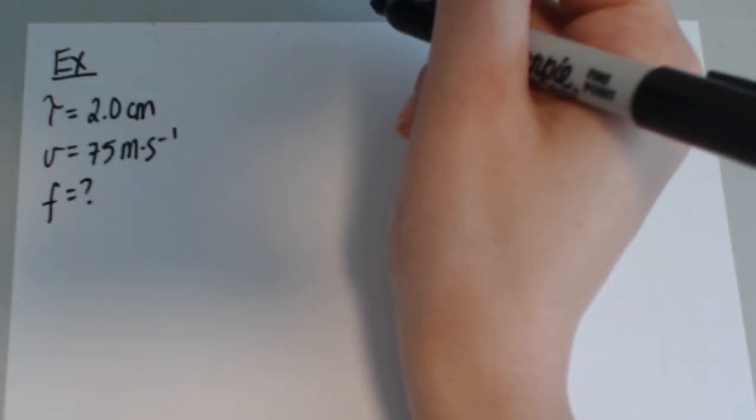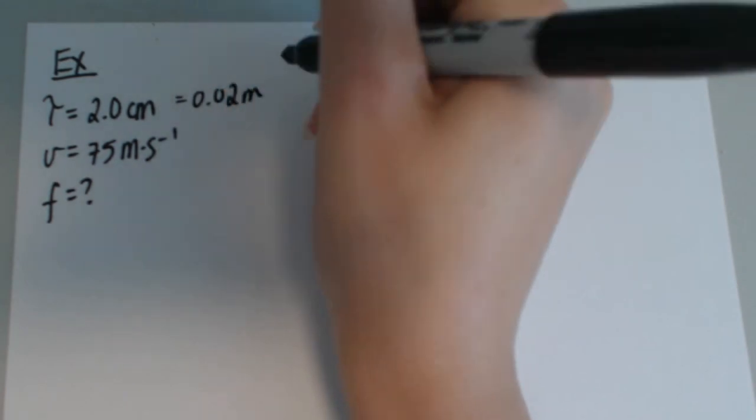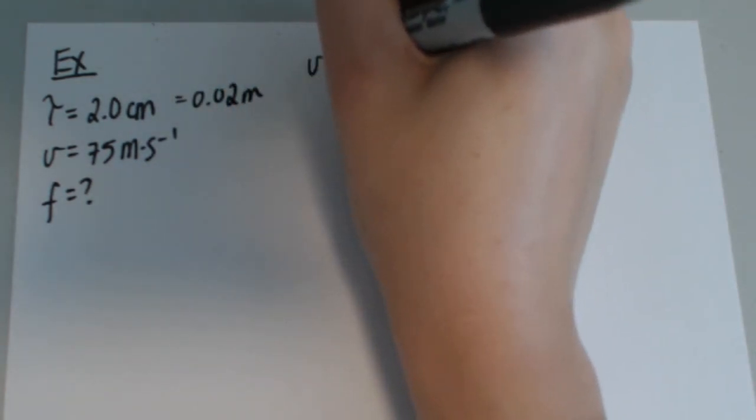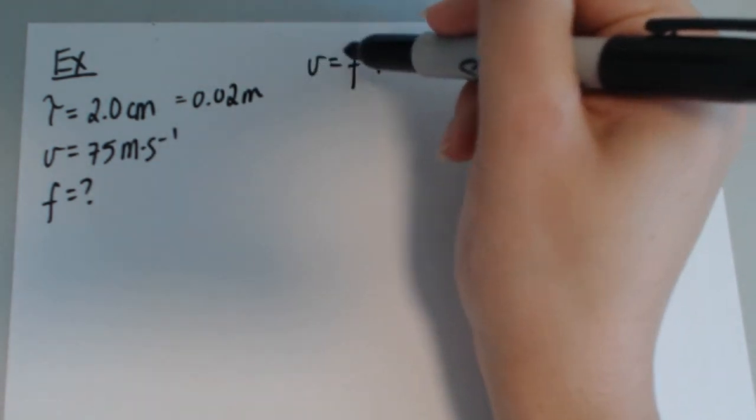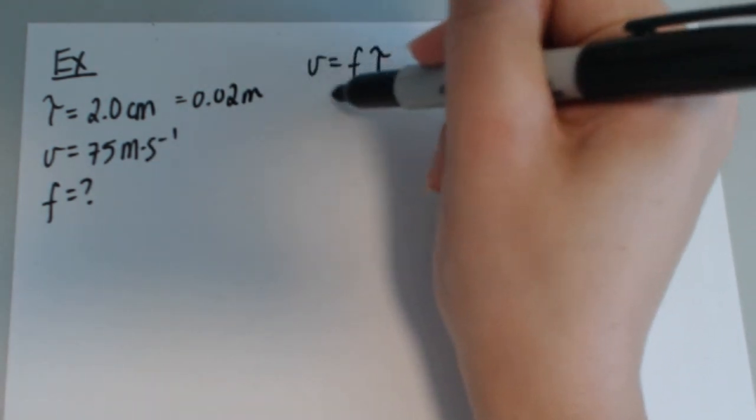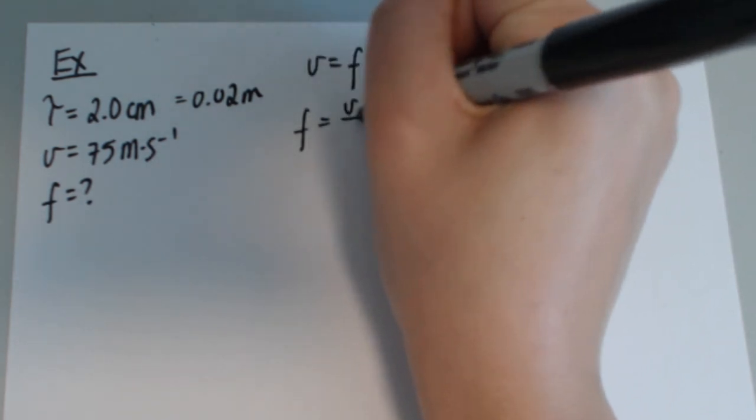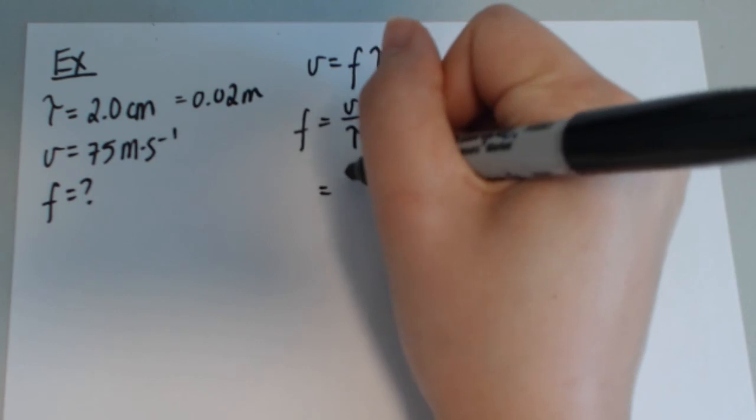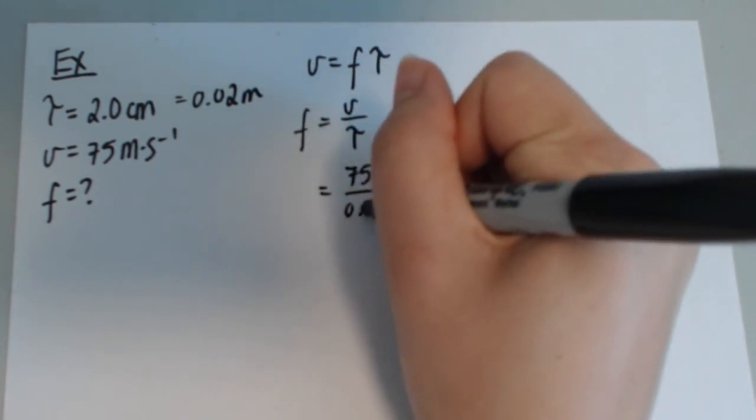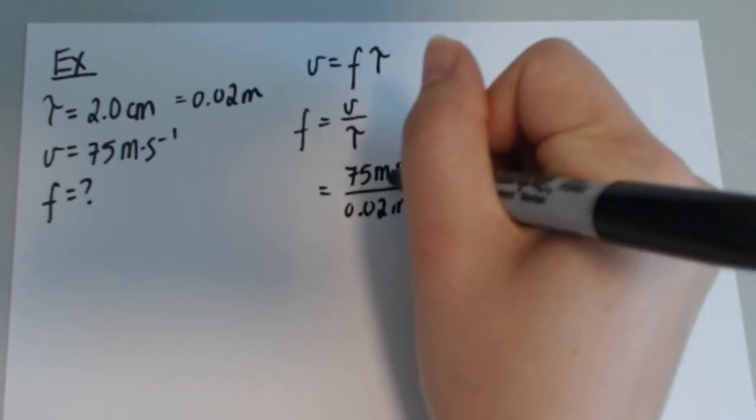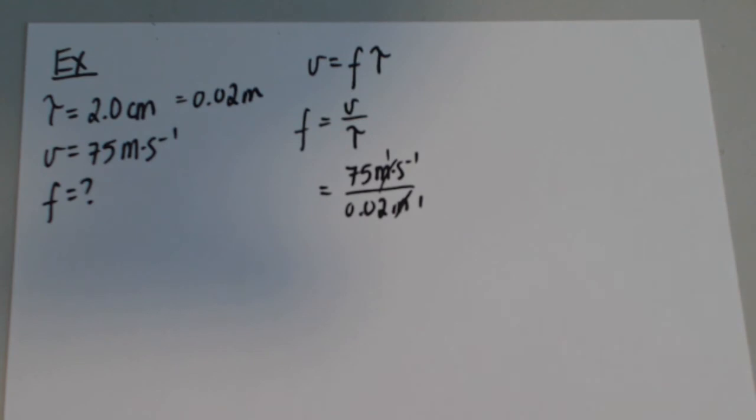First things first, you have to convert your wavelength to meters, so that's 0.02 meters. The universal wave equation tells us that v is equal to f lambda. Don't worry about writing this as c equals f lambda first. You can just jump to this formula. Rearranging for frequency, that's going to be v divided by lambda. So that's 75 meters per second divided by 0.02 meters. The meters cancel, and you're left with seconds to the -1, which is the unit for frequency.